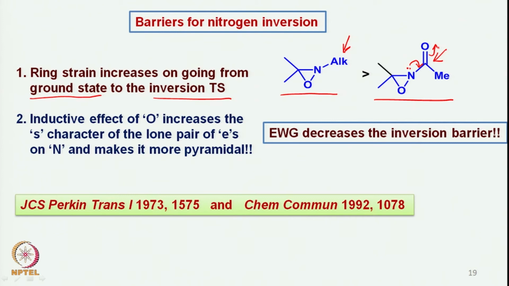At the same time, the inductive effect of the oxygen increases the s character of the lone pair of electrons on nitrogen and makes it more pyramidal. So, that is another property of these types of oxaziridines. Basically, this is just to illustrate what kind of properties these oxaziridines can have.